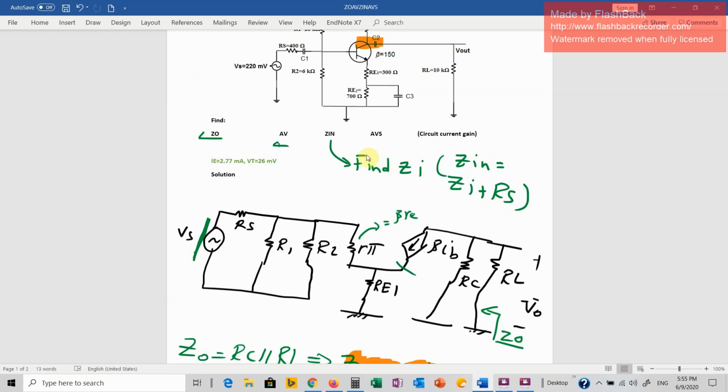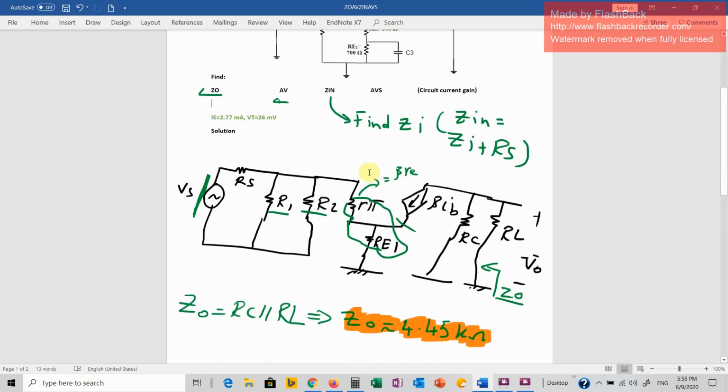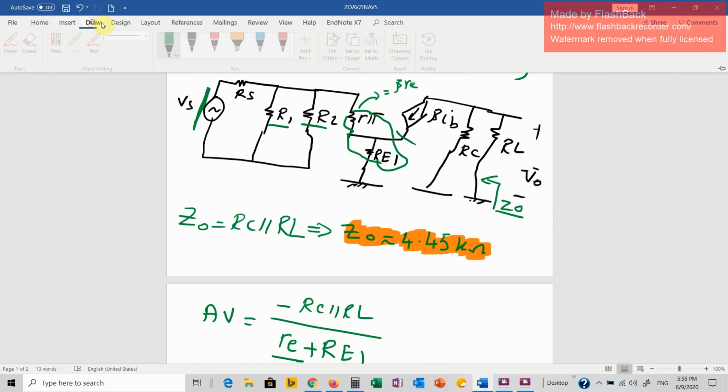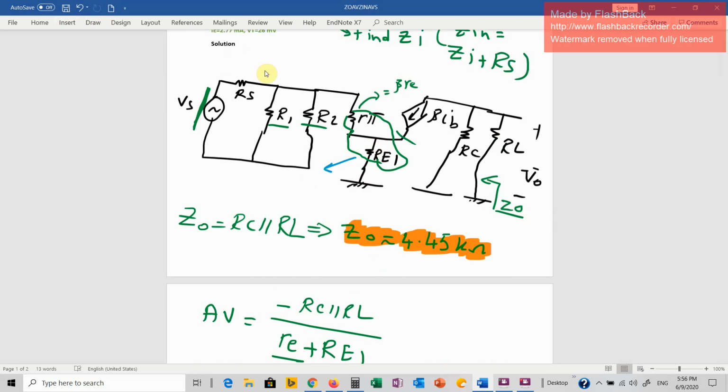Zi is this: R1 and R2 and these resistors, r pi and RE1, and all of them are in parallel because they are sharing the upper node and the ground. So you need to find what this resistor is, and I have also derived this for you. This resistor here is equal to beta times RE plus RE1.